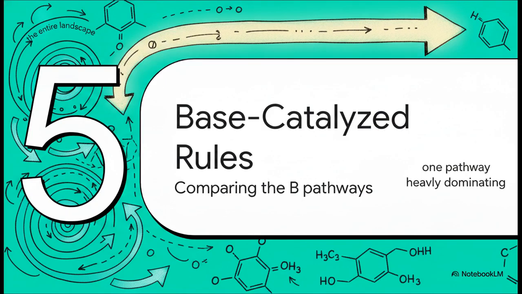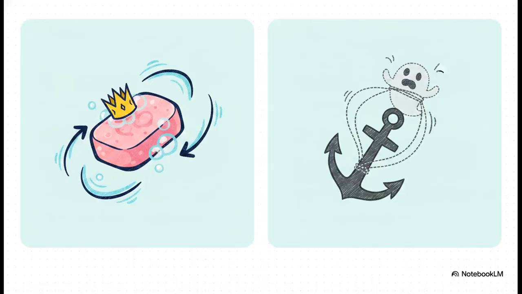Base-catalyzed mechanisms compared. Let's shift gears to the B mechanisms, where you're going to see one pathway totally dominate the landscape. When dealing with bases, BAC2 is the undisputed king. This is the classic, everyday saponification mechanism. It proceeds via a tetrahedral intermediate with acyl cleavage. If you see a textbook base hydrolysis problem, it's almost certainly BAC2.